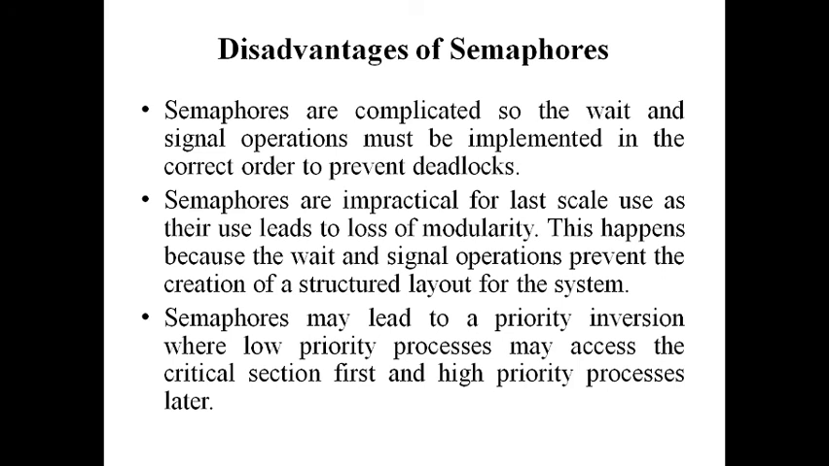Disadvantages of semaphores. Semaphores are complicated, so wait and signal operations must be implemented in the correct order to prevent deadlocks. If any changes occur, if you take any negative value or 0 value in the wait and signal operations, then a problem arises which creates a deadlock. Second point, semaphores are impractical for large scale use, as their use leads to the loss of modularity. This happens because the wait and signal operations prevent the creation of a structured layout for the system. This is the main disadvantage of semaphores.